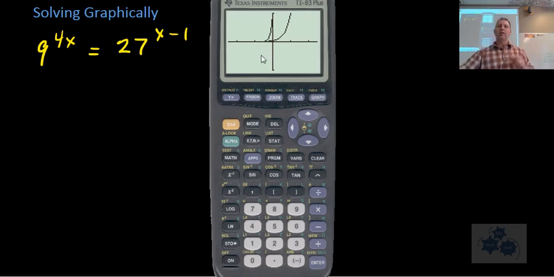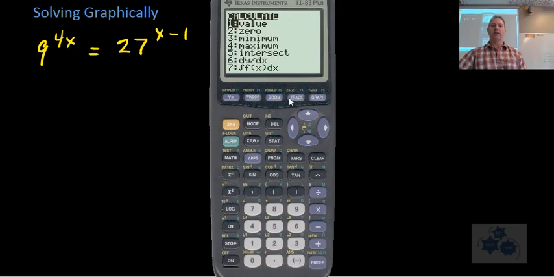All right, we don't need to see that very plainly with our naked eye. Instead, what we're going to do is search for the intersection point. So go second function, trace. You come to the calculate menu, and you want to choose number 5.